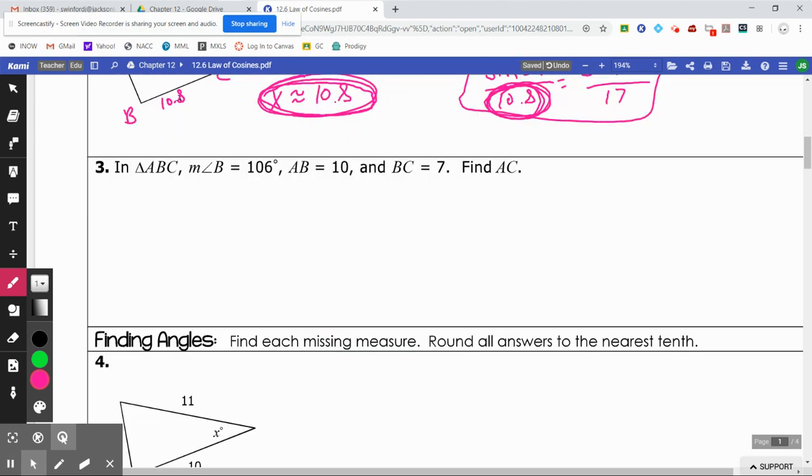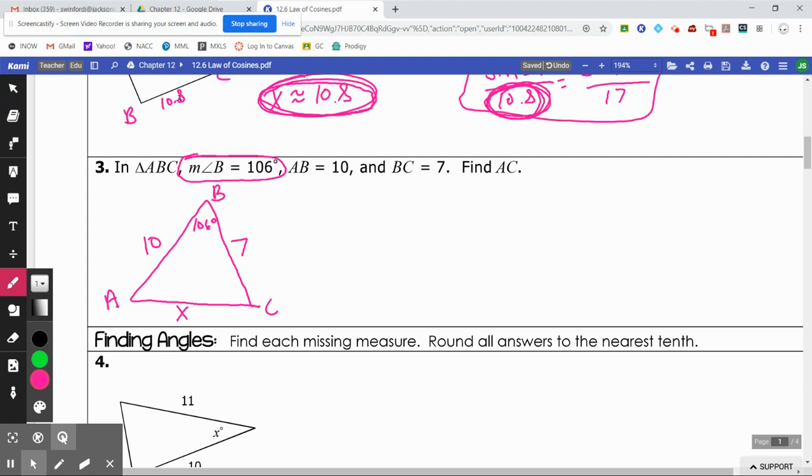Okay, the next problem, I want to point out that on this one, notice that they give you angle B. So they don't draw the triangle for you. Let me just draw one here. I've got angle A, B, and C. Angle B is 106 degrees. AB is 10 and BC is 7, and they want you to find AC. Now watch this. I told you that you can use any of the 3 formulas that you wanted to, but there's an issue here. You're given angle B.